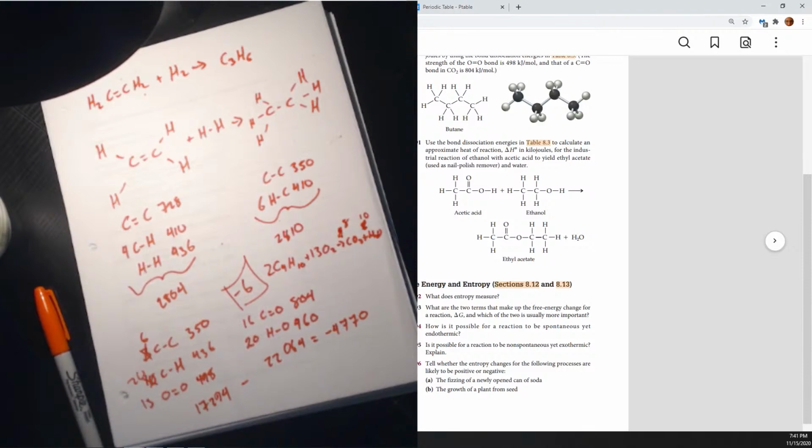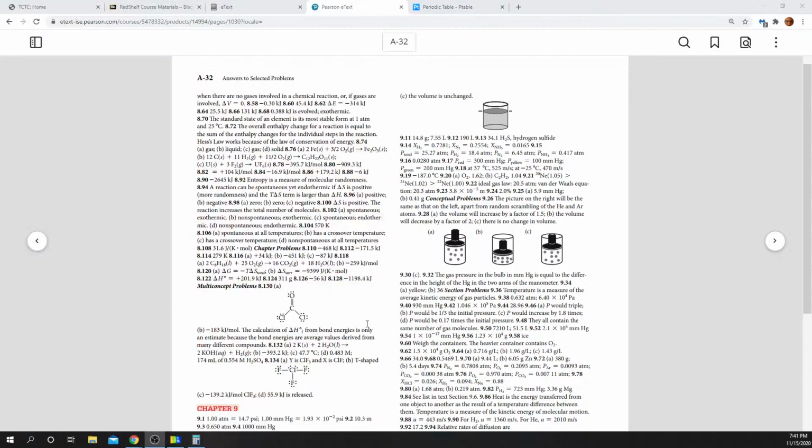What does entropy measure? Measures the transfer of heat at a certain temperature. It measures randomness. It measures disorder. It measures freedom. Freedom's just another word for nothing left to lose. So let's see what they say. Entropy is a measure of molecular randomness.